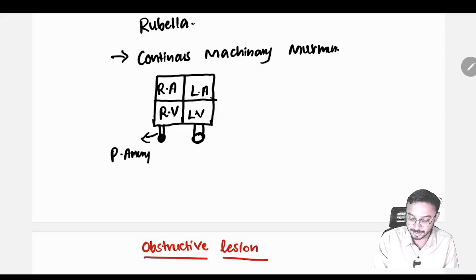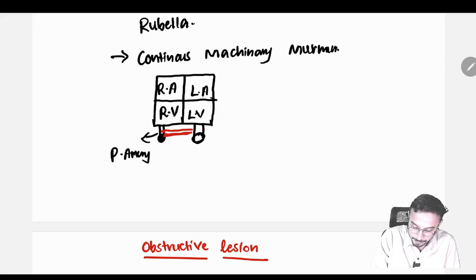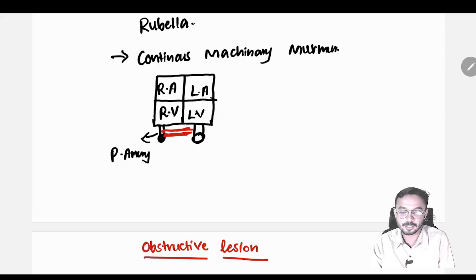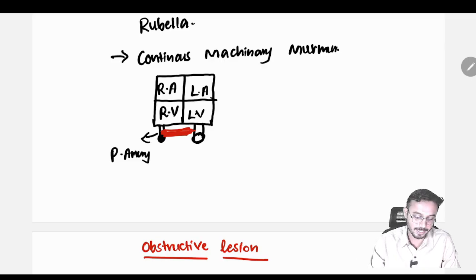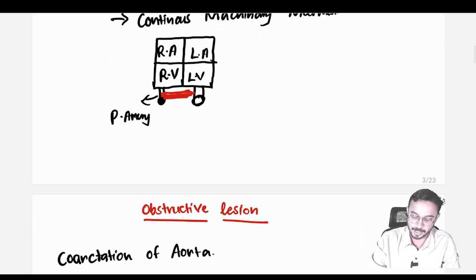So in patent ductus arteriosus, what will happen? There is a connection between the aorta and the pulmonary artery. So that's why blood is moving from left to right. What actually happens here is blood is moving from the aorta to the pulmonary artery. So that's why mixing of blood is also taking place.